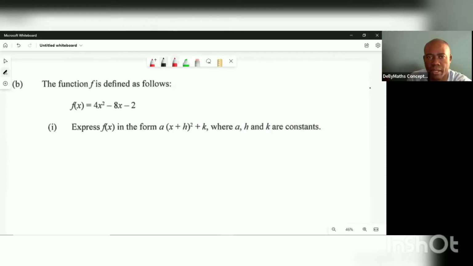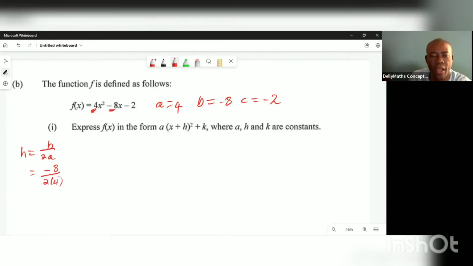So I'm just going to drop a formula that can be used easily. h is equal to b over 2a. So let us list out what a, b, and c are. a is 4, which is the coefficient of the square of x, and b is negative 8, which is the coefficient of x, and c is the constant value there. So h is equal to b, which is negative 8, over 2 times a, and a is 4. So negative 8 over 8, then h is equal to negative 1. So there it is. I found a value for h.